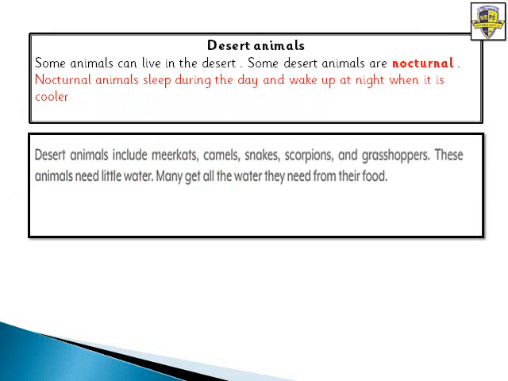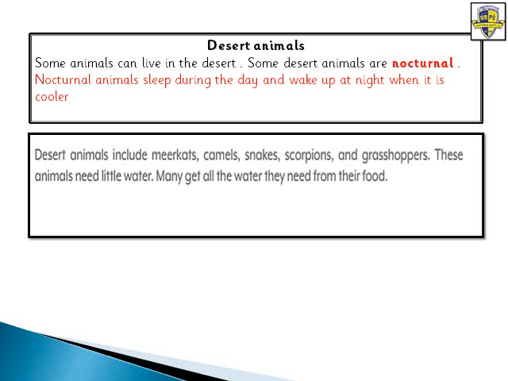And let us know now about desert animals. We did the desert plants. Let us move to the desert animals. Some animals can live in the desert. Some desert animals are nocturnal. Nocturnal animals sleep during the day and wake up at night when it is cooler. So we call them nighty animals because they like to be active at night.